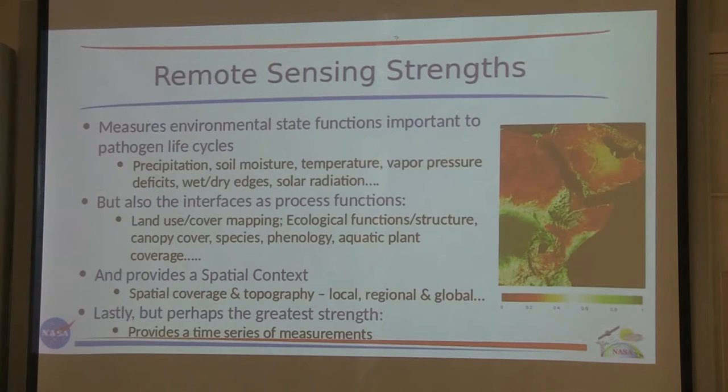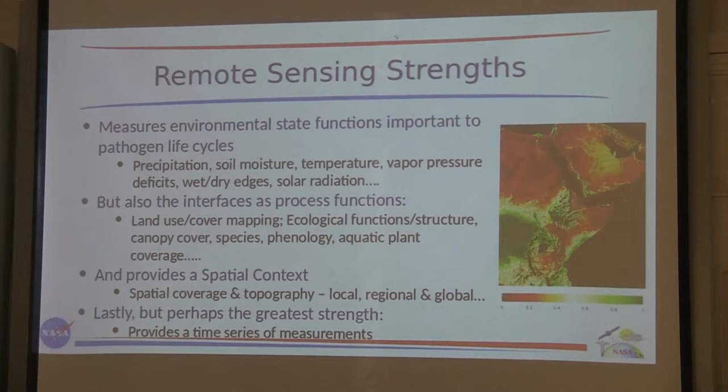So some strengths of remote sensing is it measures a lot of the state functions that are important to diseases, specifically things like precipitation, soil moisture, temperature, vapor pressure. From vapor pressure, you can get different measures of humidity. Solar radiation might be important. And from these, you can actually get other measurements of the functions of an ecosystem and learn about how the land use changes. Sometimes you can even determine different types of vegetation, especially if that vegetation is important for a specific disease or the ecology of a certain reservoir or vector, things like that.